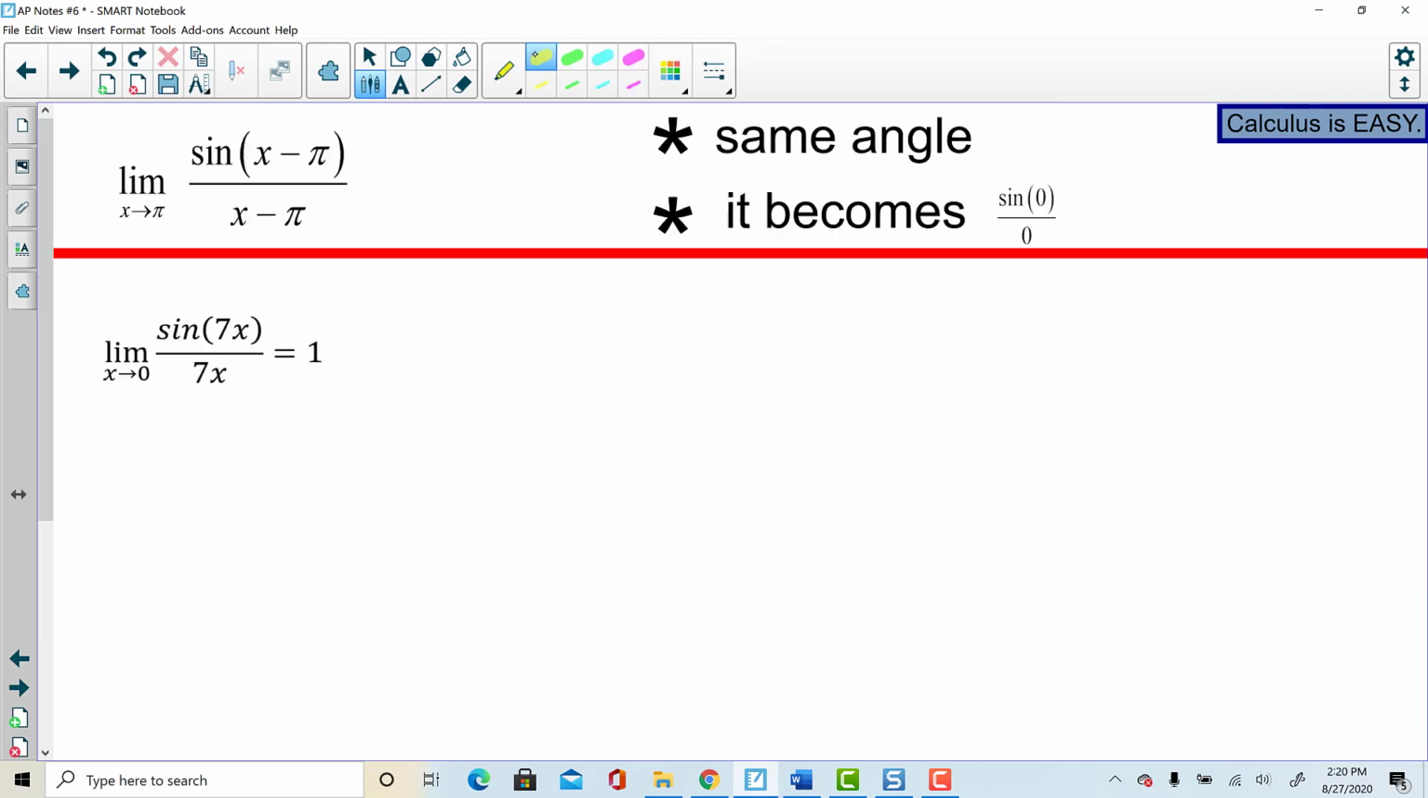Okay, the original limit said that the limit as x goes to 0 of sine of x over x equals 1. But we also noticed that if it was a 7x and a 7x, you would still get 1. So believe it or not, as long as the angle is the same, it's still going to equal 1. And you don't even have to have the limit as x goes to 0, as long as when you plug that in, it becomes sine of 0 over 0. Now again, it still has to be the same angle. It can't be sine of 7x over 5x. So this limit right here is also equal to 1.